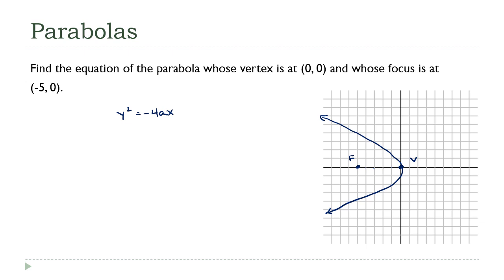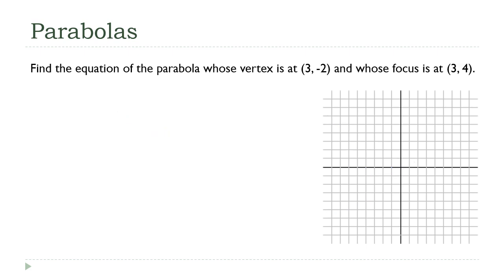Remember, a is the distance from the focal point to the vertex. That's going to be 5, and it's +5. It's a distance, right? Always think of this a as a distance, so it's always going to be a positive number. So if I put 5 in here, I get y squared equals -4 times 5, which is -20x, and that's it. There's my equation, right? There's the equation of this parabola.